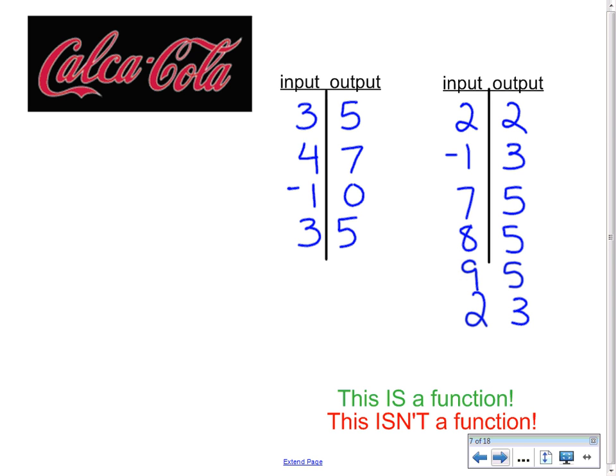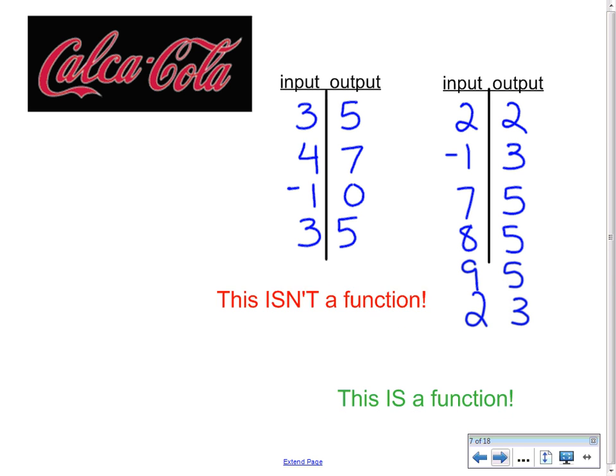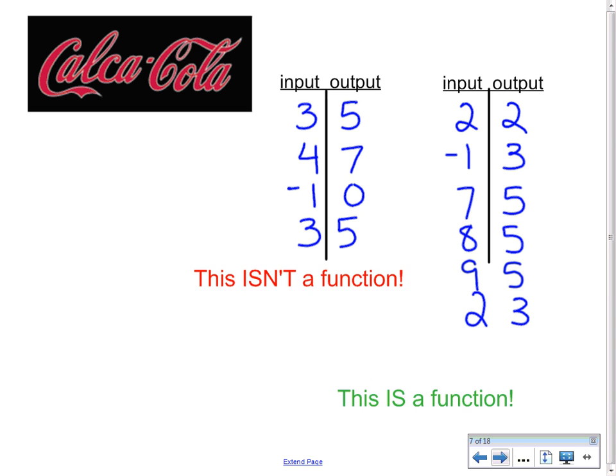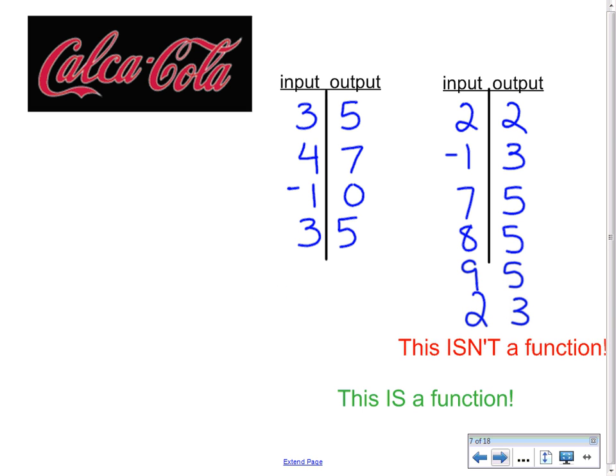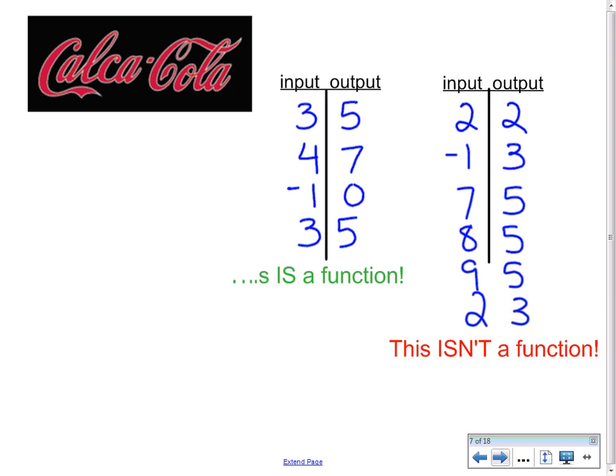Which one of these machines is not a function? Which one of these is not a function? Take a moment and think about it. Is it the one on the left or the one on the right? It is the one on the right. The one on the left is a function. Let's talk about that for a moment.